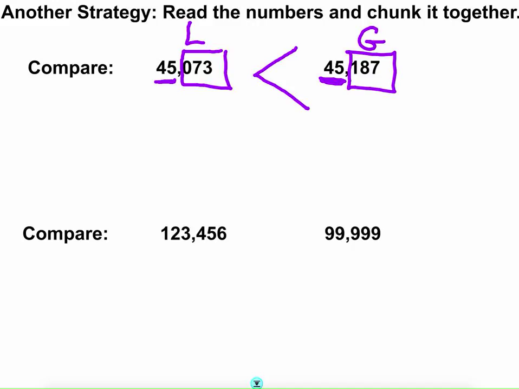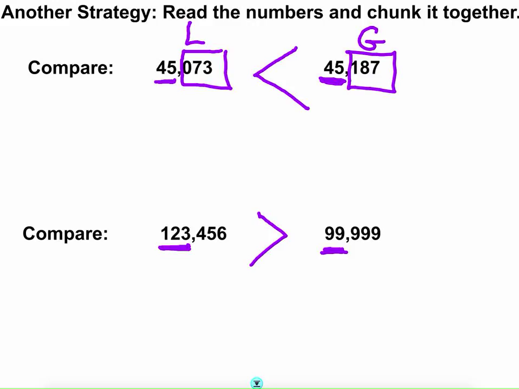Okay. Next one, 123,456 or 99,999. So again, I'm going to look at this, which is 123,000. This here is only 99,000. So I already know that 123,000 is greater than 99,000. So that's what we mean by chunking. Okay? And it's a good strategy to help us compare more quickly.